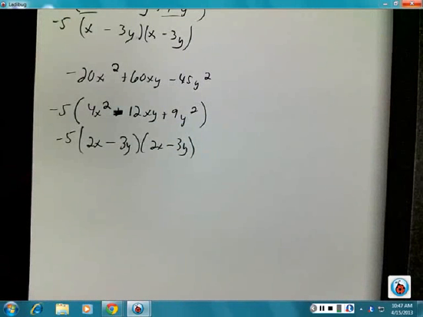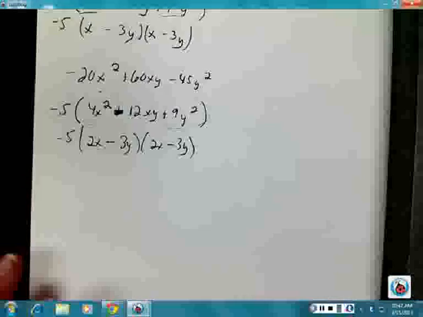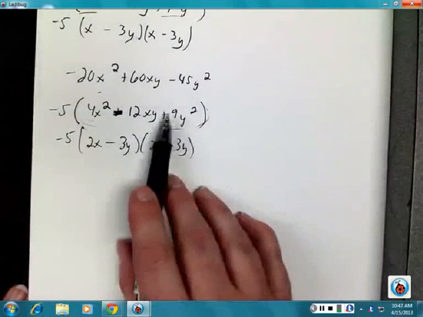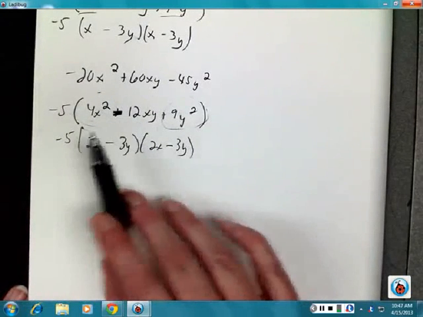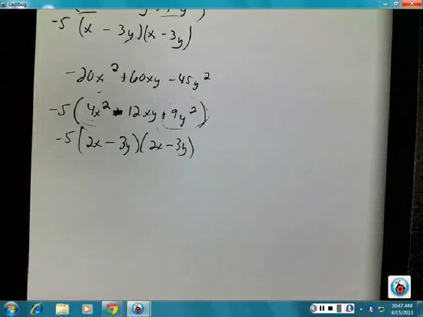Perfect. Alright. So if you can figure out that you've got squares in here, then you can do that simpler way of doing those. But if they're not squares, then I need to take the first term times the last term, multiply that, and figure out what multiplies to give you the middle when the two factors are added. So you want to get that center piece going in there.